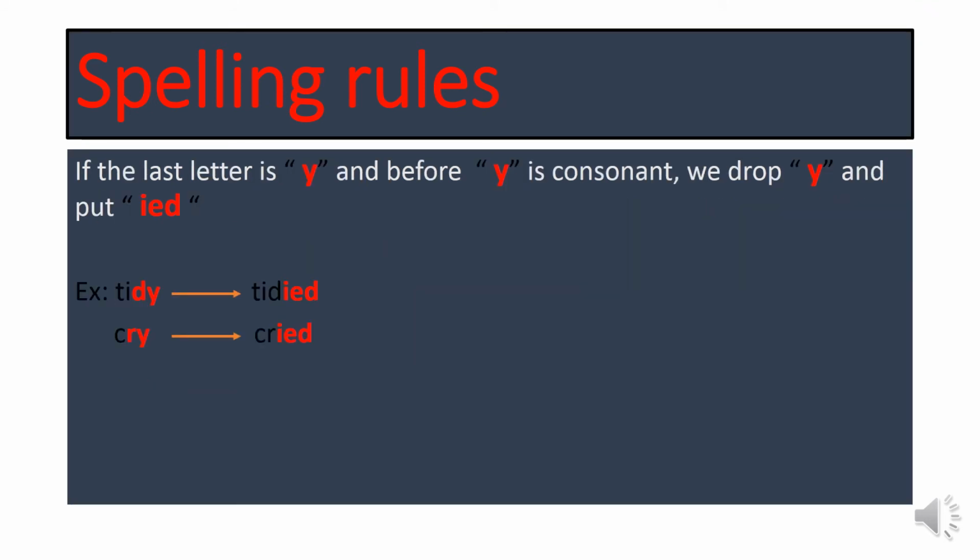The third spelling rule which we have here, if the last letter is y and before y is a consonant, we drop y and put ied. Like in tidy, the last letter is y and before y is d, d is a consonant, so I will cancel y and add ied. The same with cry, the last letter is y and before y is a consonant which is r, so I will cancel y and add ied, it will be cried.